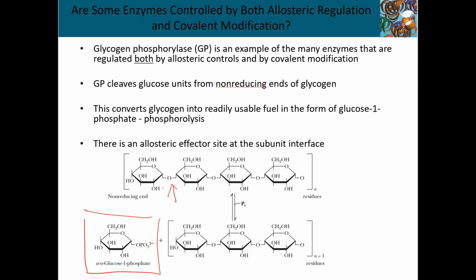Now, another step here is that glucose 1-phosphate is converted to glucose 6-phosphate as part of subsequent metabolism. So when you see glucose 6-phosphate potentially acting as a feedback regulator, an allosteric regulator of the system, that's why it's in play.